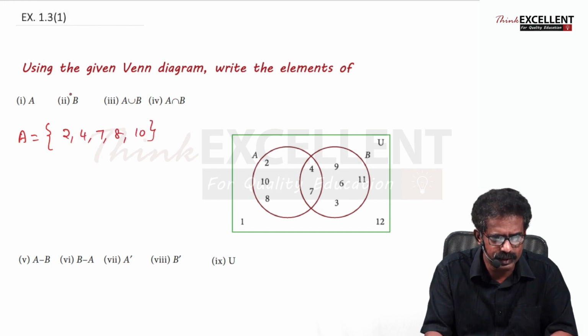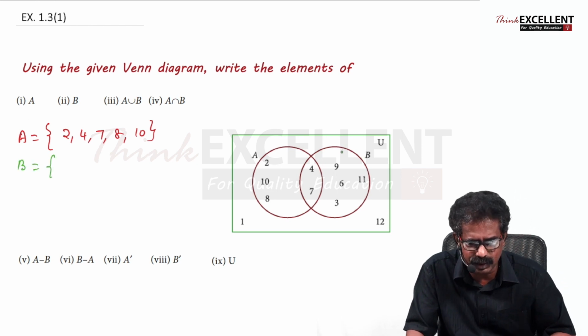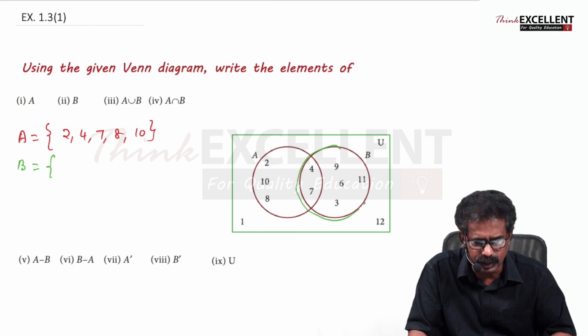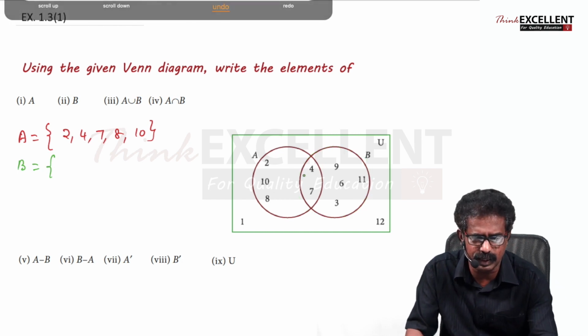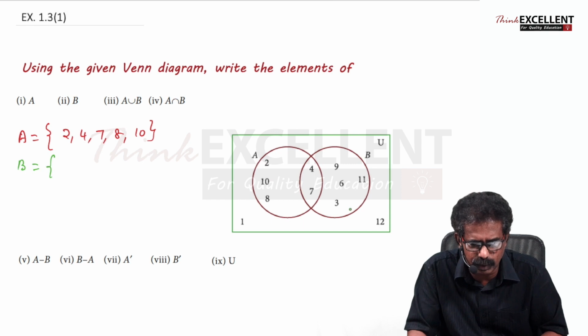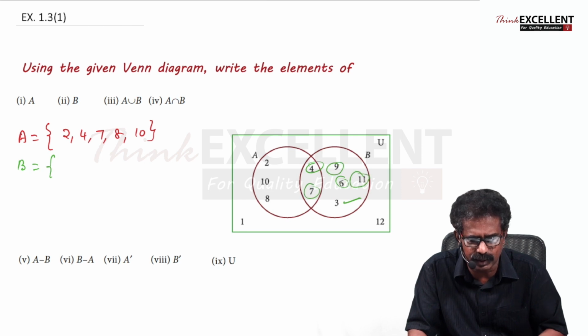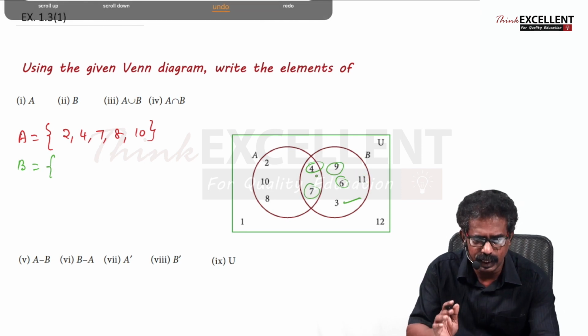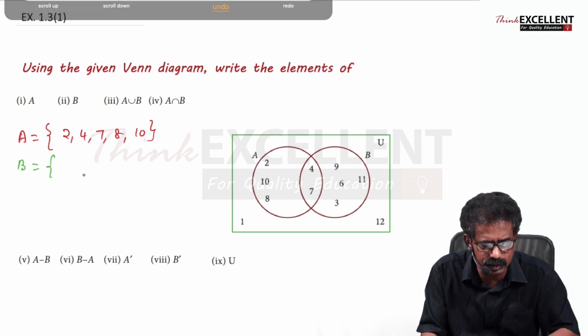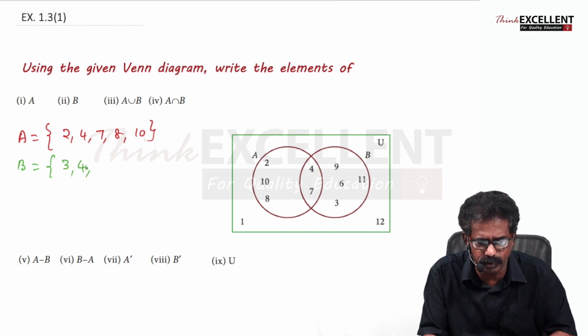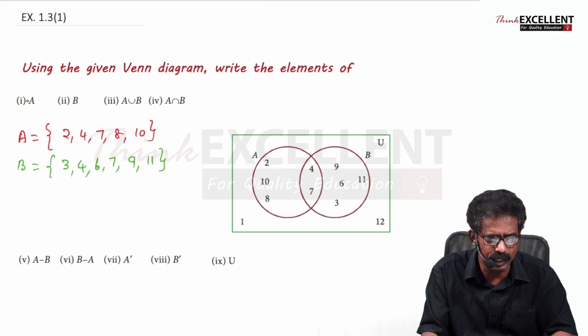This is A. Same way, you can tell me what is B. Can you see B, where it is? The second circle, right? Inside that circle, what are the elements? That is B. Don't take any other element outside, only inside the circle. The smallest number is 3. So 3, 4, 6, 7, 9, 11. So A, B, we finished.